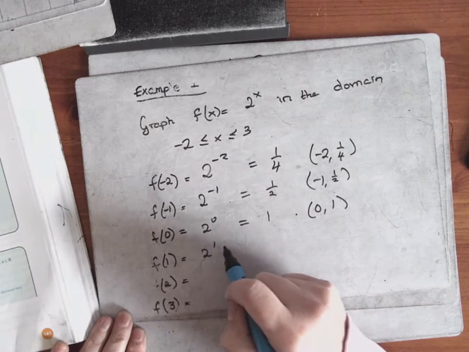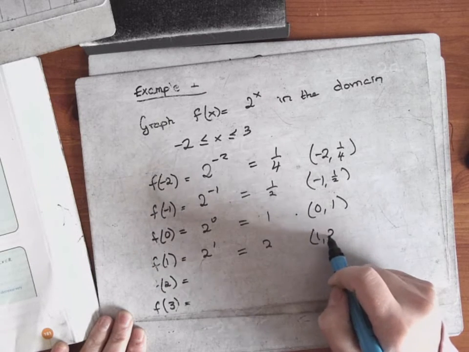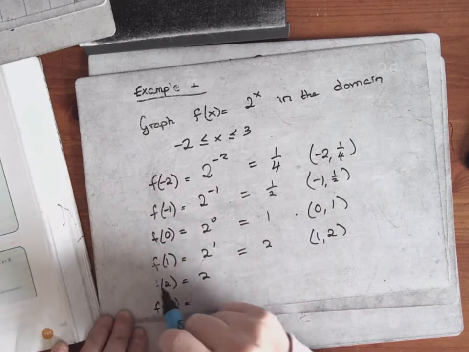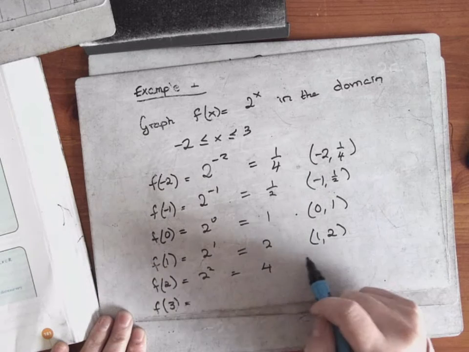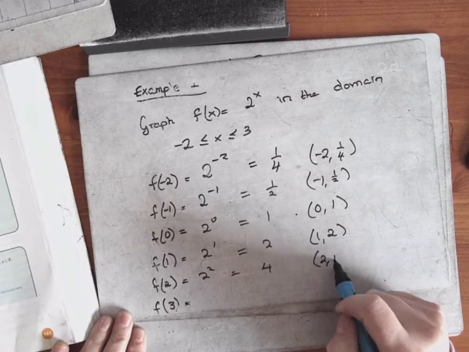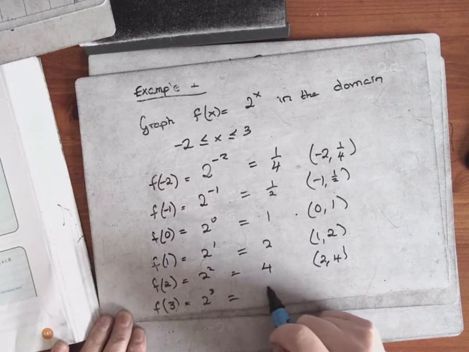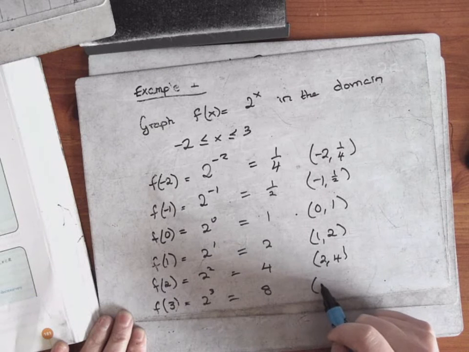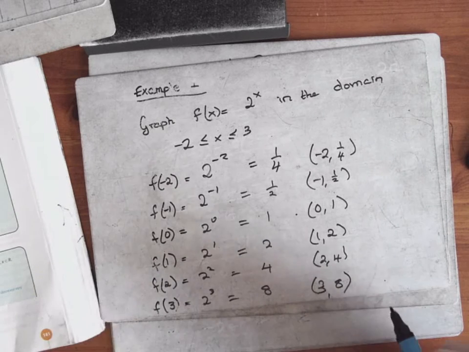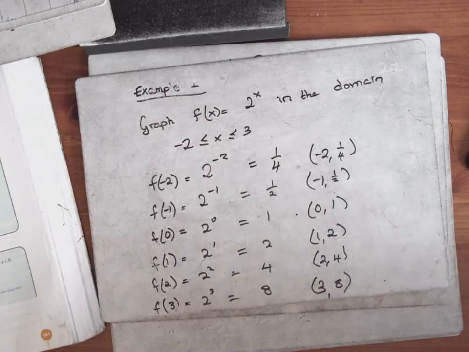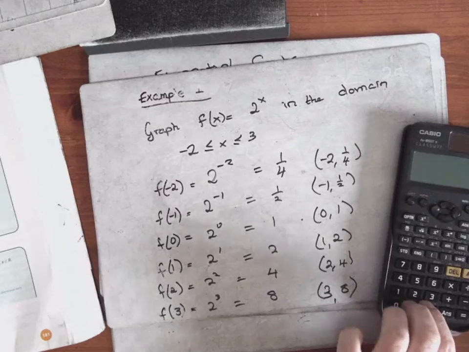2 to the power of 1 is 2, so that means x is 1 and y is 2. 2 to the power of 2 is 4, so I put in a 2 and got out a 4. And 2 to the power of 3 is 8, so I put in a 3 and got out an 8. Okay, right, so that's how we do it by hand.